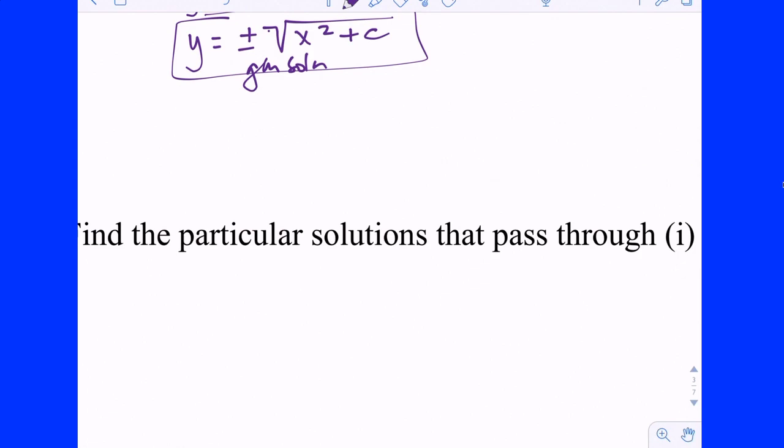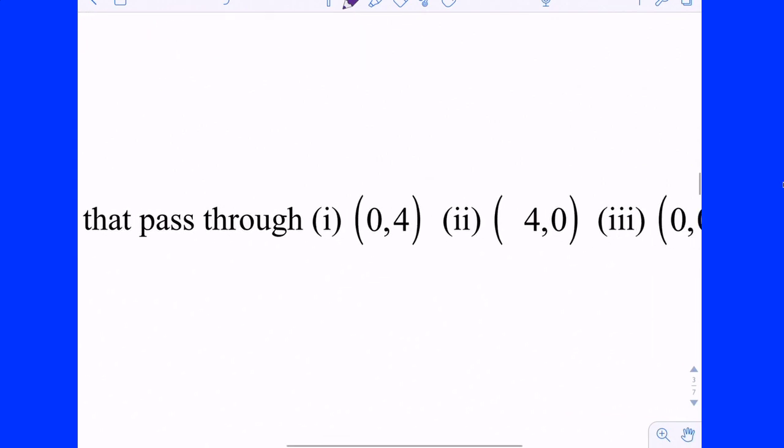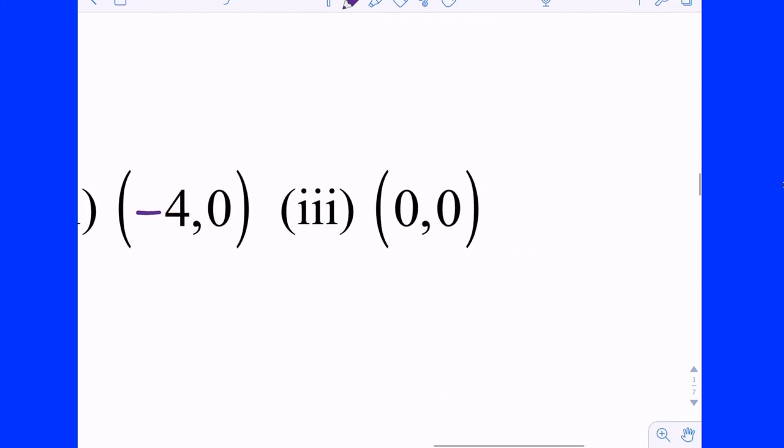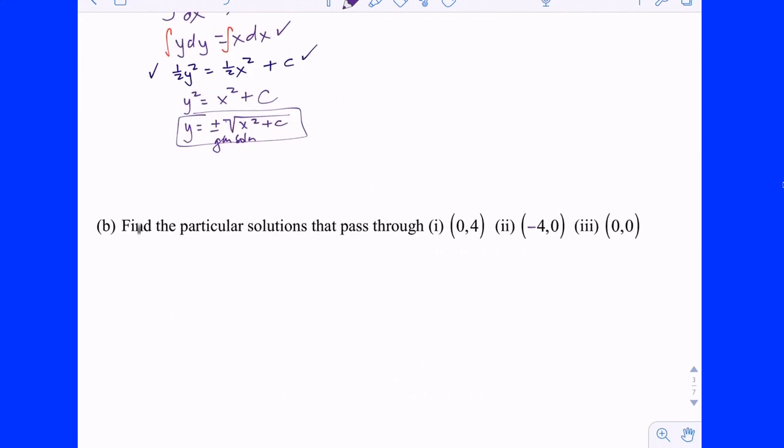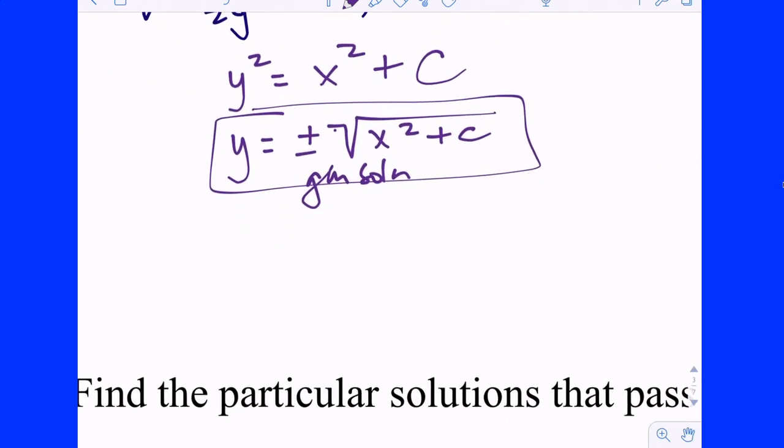Huh? Oh, that should be negative 4. Thank you. Yeah. There is a space. Good. Good catch. All right, let's do A first.